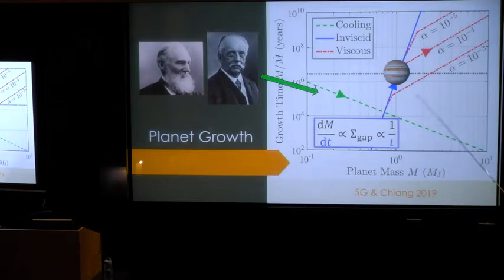Now, this blue line assumes that gaps never reach viscous equilibrium. It assumes that the only thing that limits the depth of the gap is how much time the planet had to carve the gap.